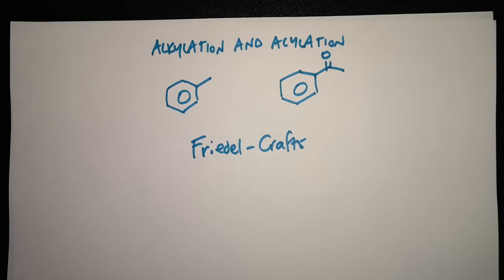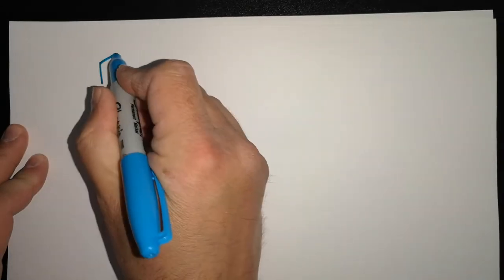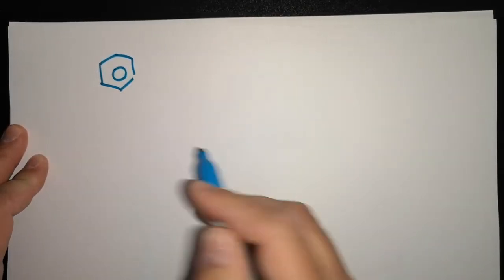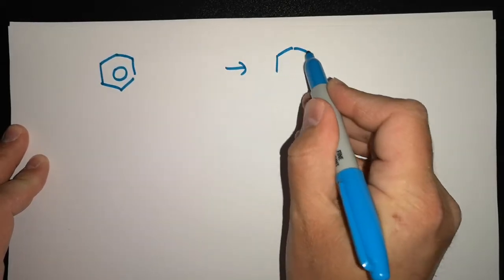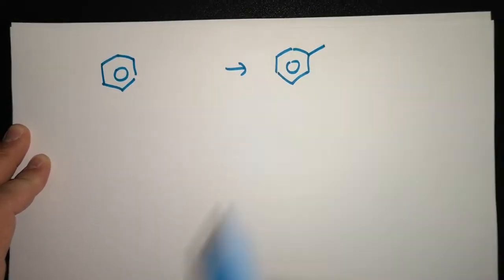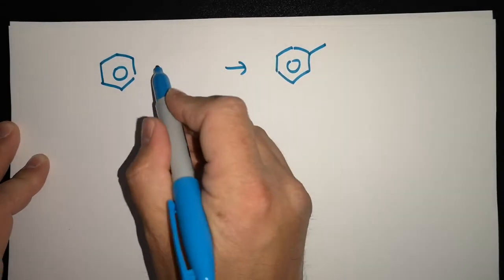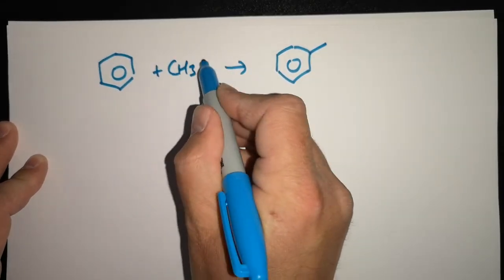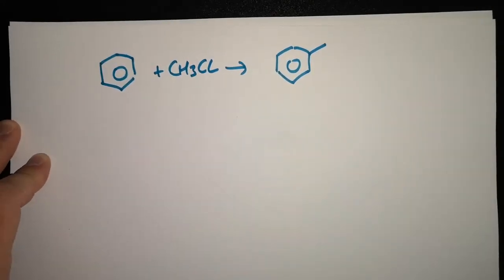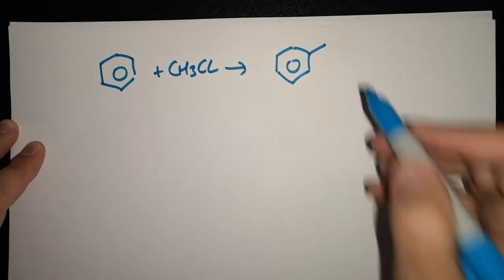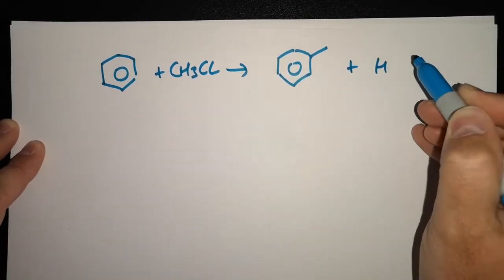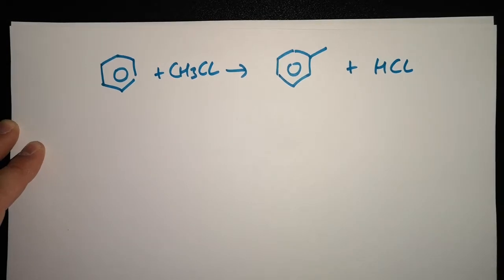So let's look at the reaction of benzene to form methylbenzene. Now in order to do that, I actually react it with a haloalkane. So in this case I'm going to use chloromethane. That then produces HCl as a byproduct.